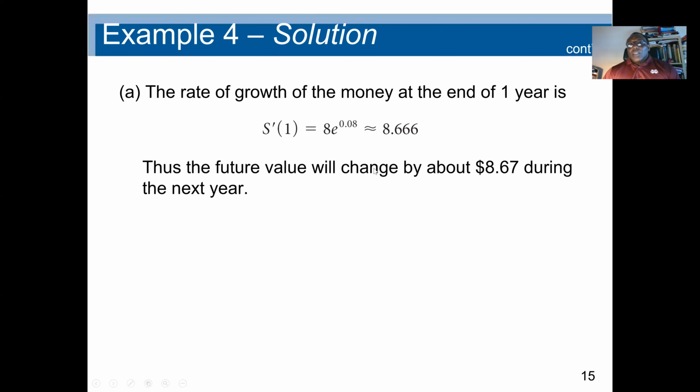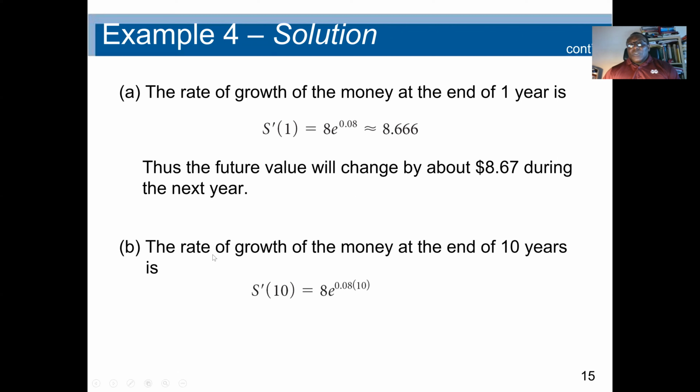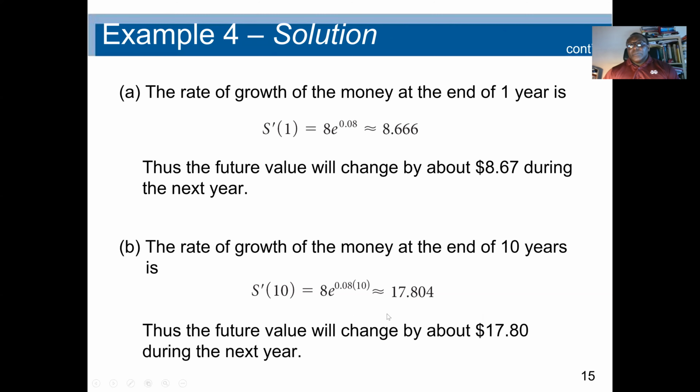So in conclusion, we can say that the future value will change by $8.67 during the next year, the annual rate of change. The second one asked for the rate of growth of the money at the end of 10 years. The first one, at the end of 1 year, gave us 8.67 based on the interest rate given. And for 10 years, T will be 10. We do our calculations, and roughly we get 17.804. So we say that after 10 years, the money will grow by $17.80.